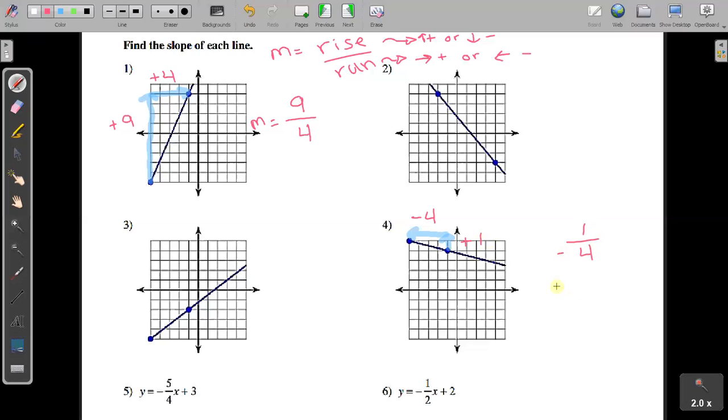But when we truly write it, we want to have this negative out in front. So our slope is negative 1/4. So that is the slope of a line when you have it graphed.